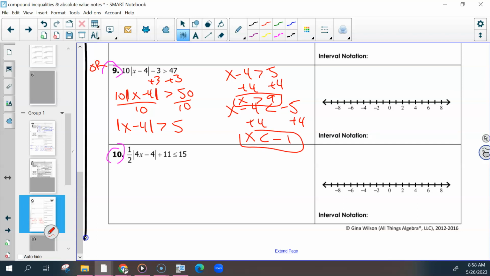So we could graph those, they'd both be open. -1 would be here to the left, 9 would be just off the graph here to the right. Interval notation would start at -infinity, go to -1, or start at 9 and go to infinity. What questions do we have about that?